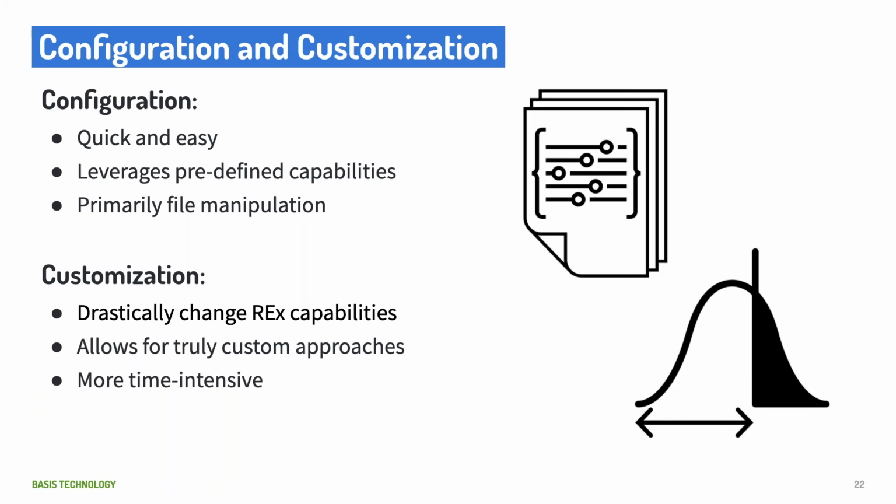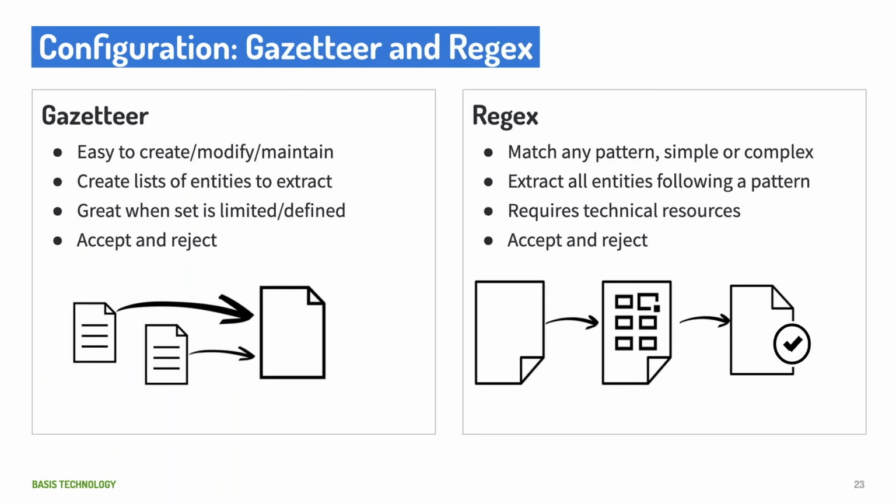B is customization. And customization is where it begins to get really fun because you can have drastic impact on how extraction is performed. And that's because in the realm of customization, you're actually able to manipulate the model itself. So that's kind of a high-level overview of these 2 options. What I'm going to do now is dive into specific examples of what you can change when you're configuring the tool, as well as what you can change when you're customizing the tool.